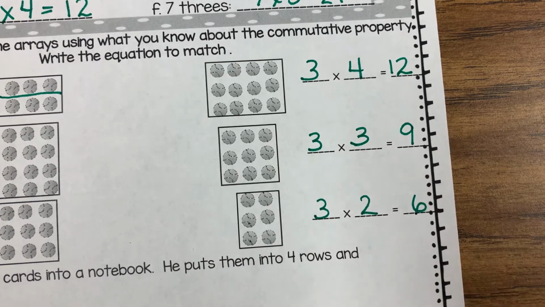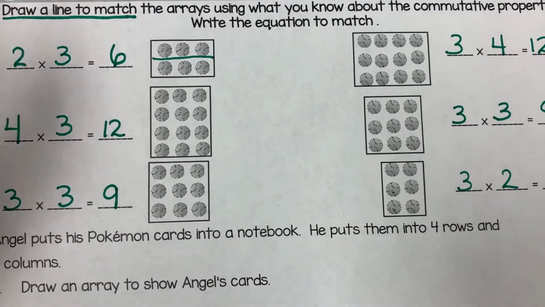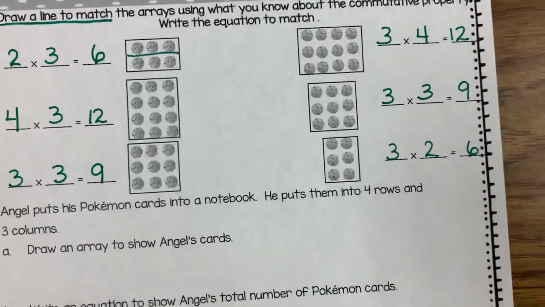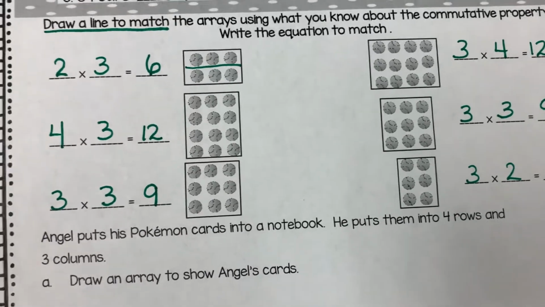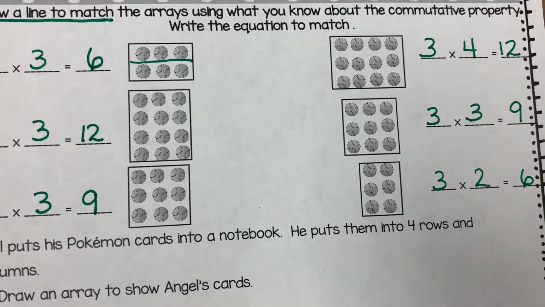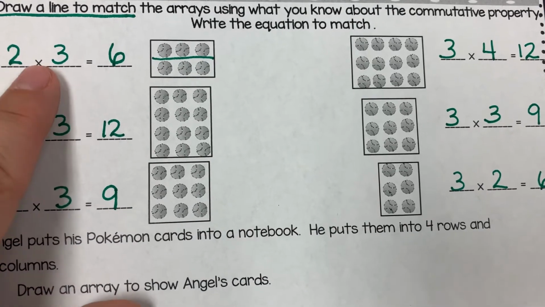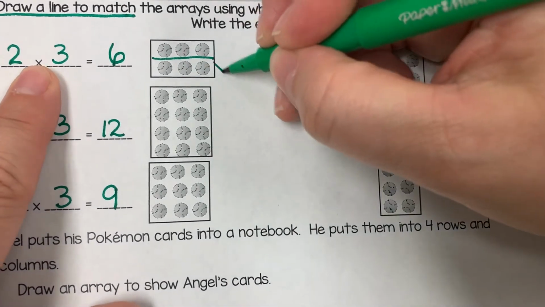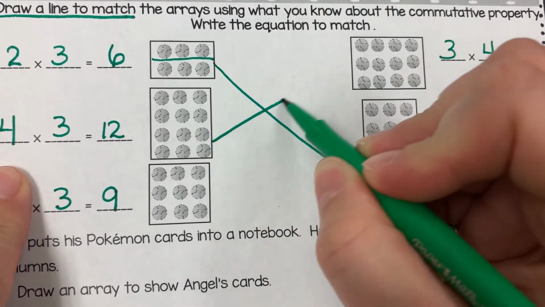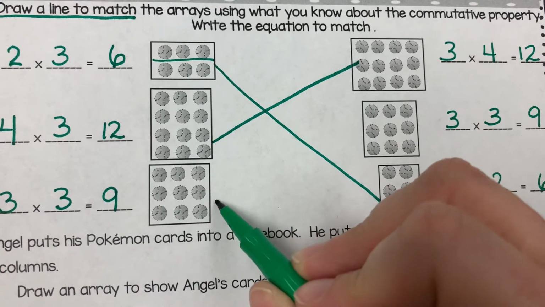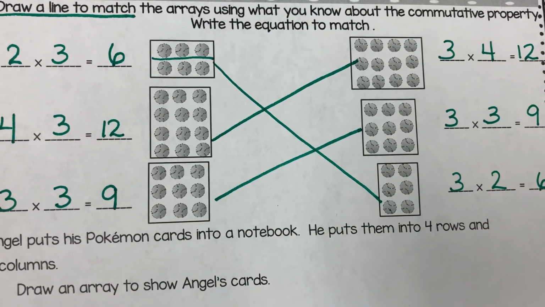And then it says, draw a line to match the arrays. So, kind of wide here. So let's see if we can scooch it back up a little bit. There we go. So we're looking for the commutative property. So what we have with the commutative property is we have 2 times 3. So if we flip those factors around, we have 3 times 2. Then we have 4 times 3, which would be 3 times 4. And then you have 3 times 3, which really is either way you do it, it's the same numbers.